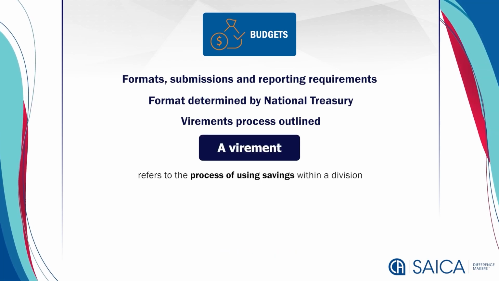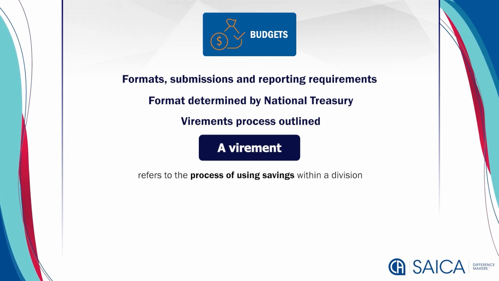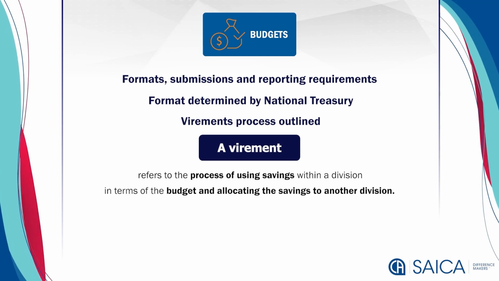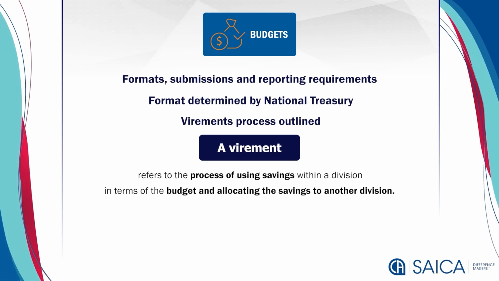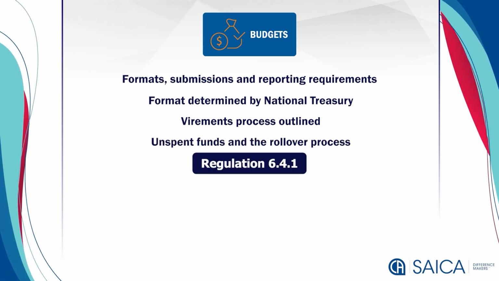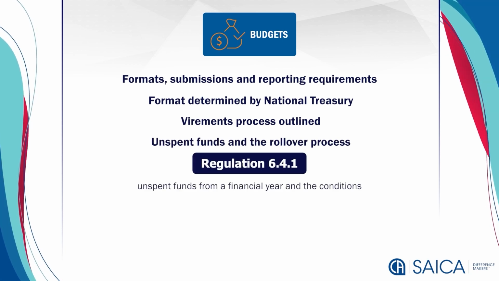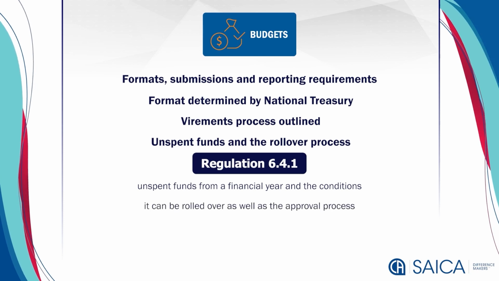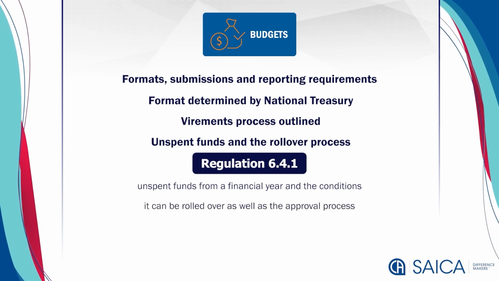A virement refers to the process of using savings within a division in terms of the budget and allocating the savings to another division. There are specific rules around these processes. Regulation 6.4.1 deals with unspent funds from a financial year and the conditions under which they can be rolled over, as well as the approval process.